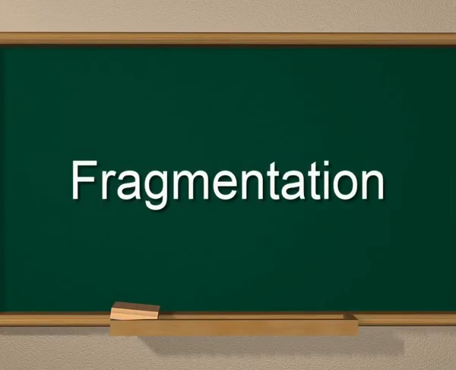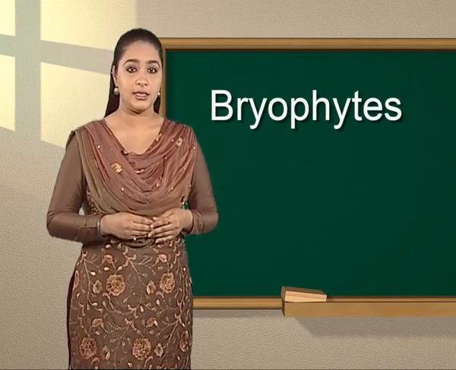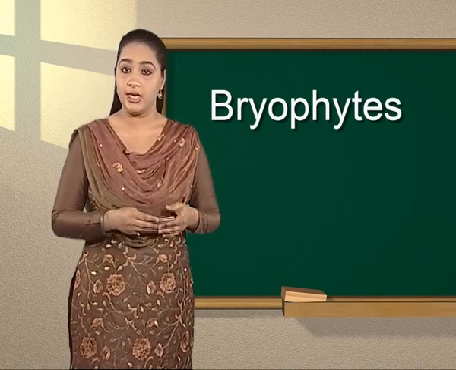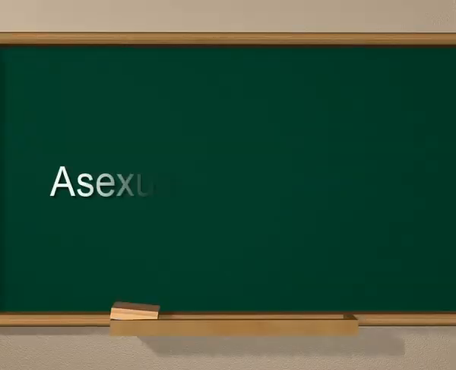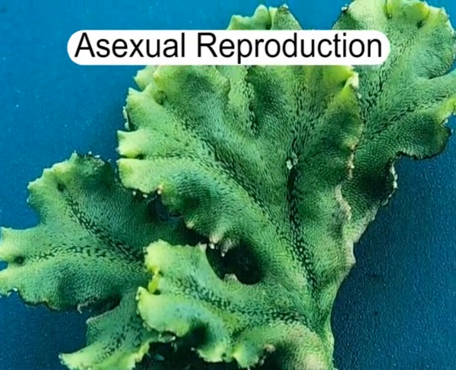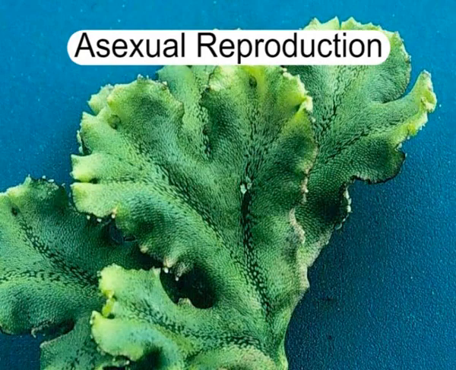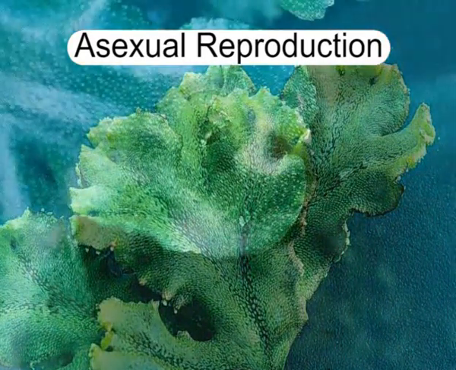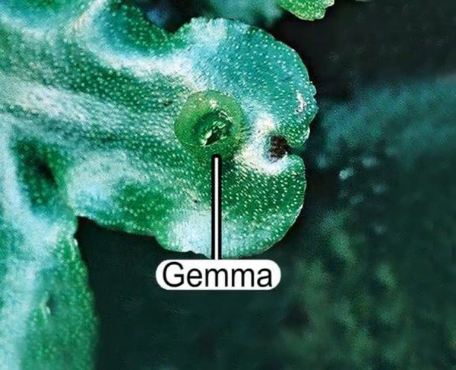In this, bits of thallus or even a single leaf from the moss plant are accidentally broken off. These bits can then regenerate to form a new plant. Now let us study asexual reproduction. In bryophytes, asexual reproduction takes place by gemmae.